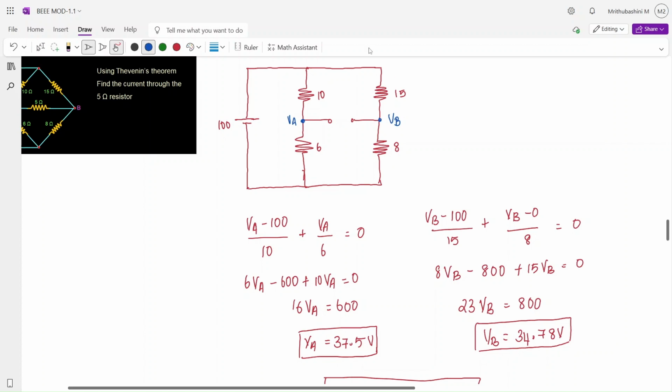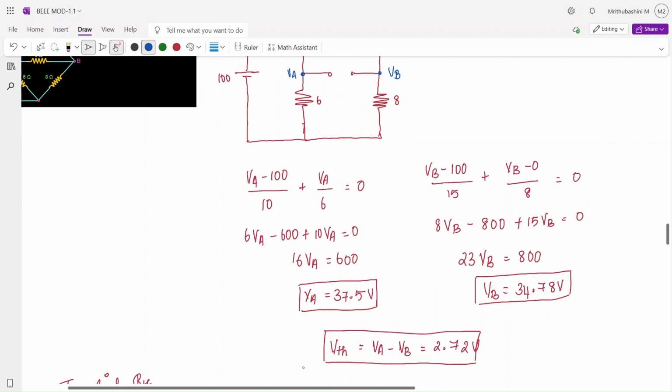Similarly, VB: (VB minus 100) by 15 plus (VB minus 0) by 8 equals 0. Alright, similarly, if you solve it, you will get VB. VTH, as I said, will be VA minus VB, which gives you the Thevenin voltage.